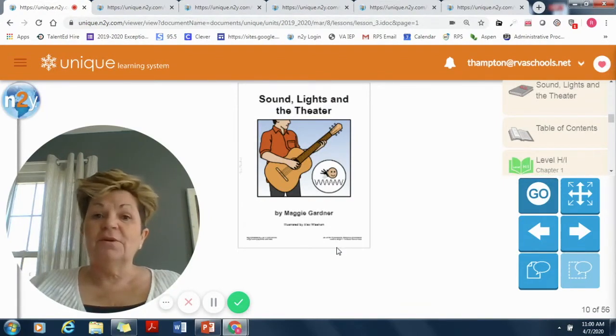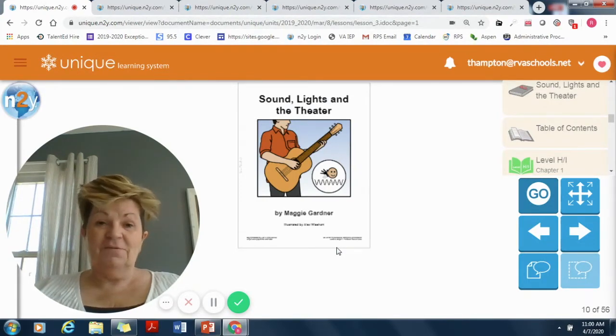We have been going through the chapter book, Sound, Lights, in the Theater. We are going to be doing Chapter 4 today. Now, if you have not already viewed lessons or chapters 1, 2, and 3, you're going to want to scoot off of here and go be a part of those lessons, because there's a lot of information in there that we will need for today. So let's go ahead and get started.